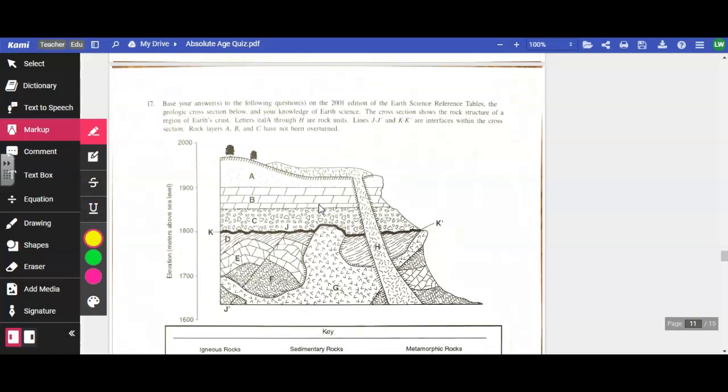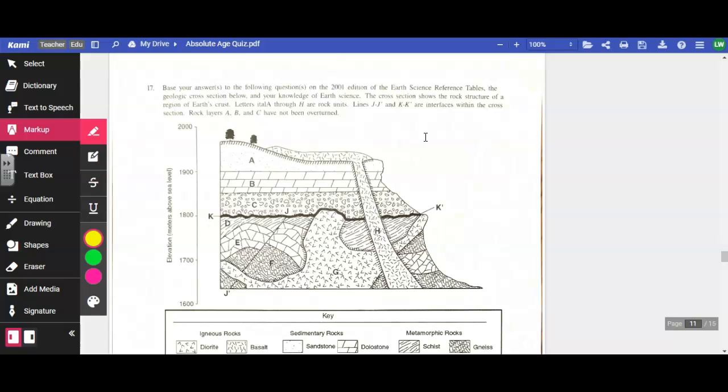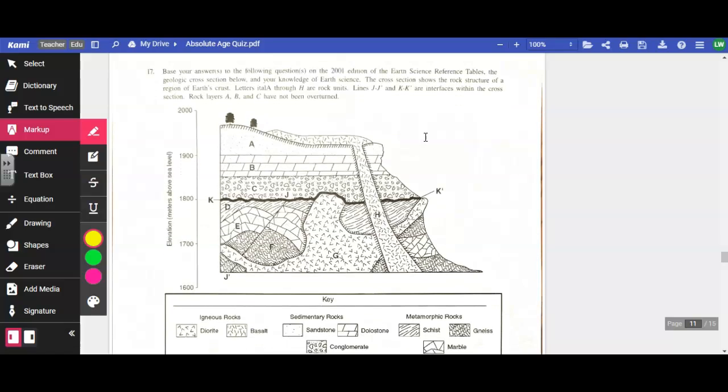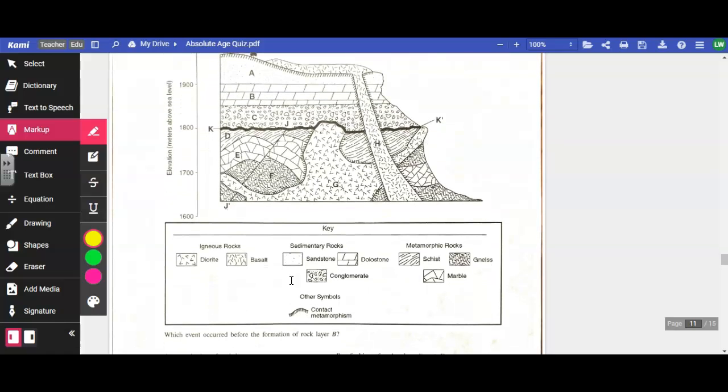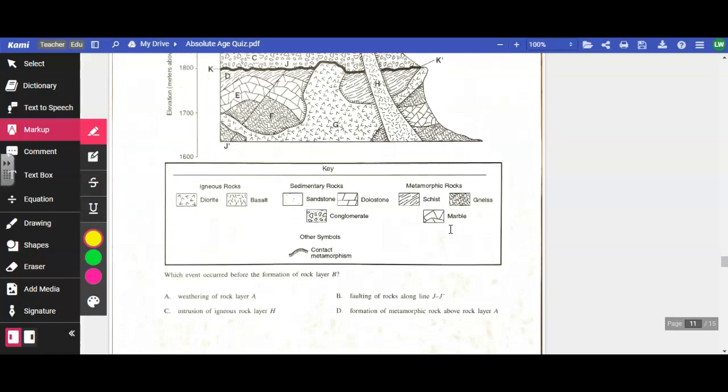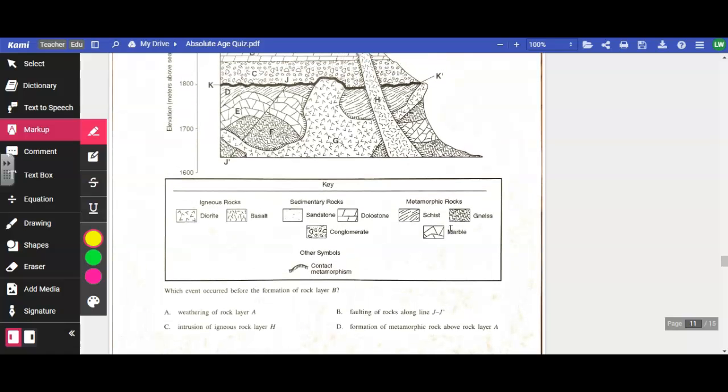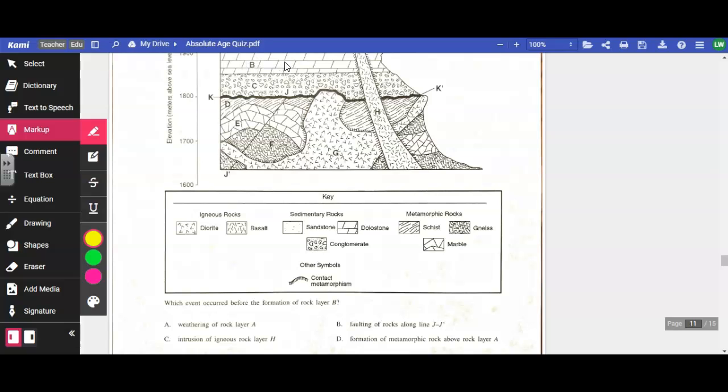For number 17, you're going to base your answer to this question on the earth science reference tables and this cross-section. Cross-section shows the rock structure of a region of Earth's crust. Letters A through H are rock units. Lines J and K are interfaces within the cross-section, and rock layers A, B, and C have not been overturned. It gives you a key down here. So it says, which event occurred before the formation of rock layer B? So it's the one up here.